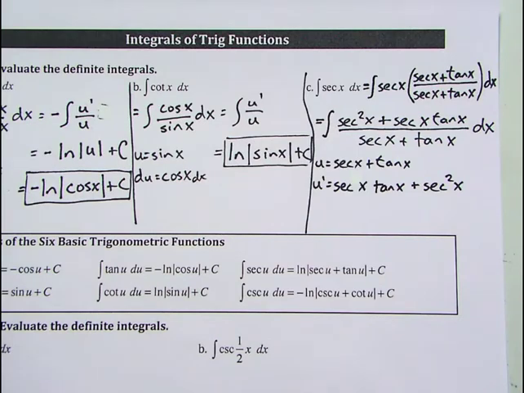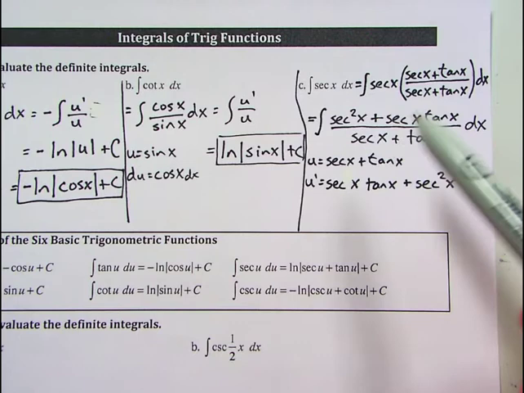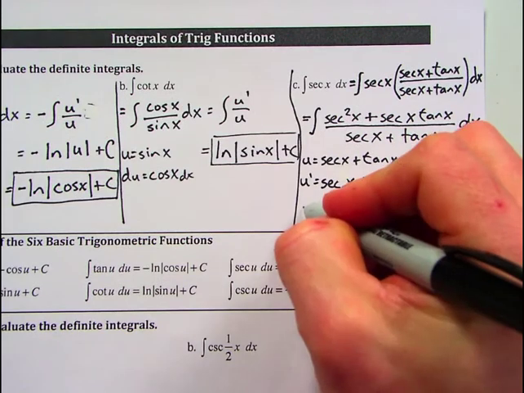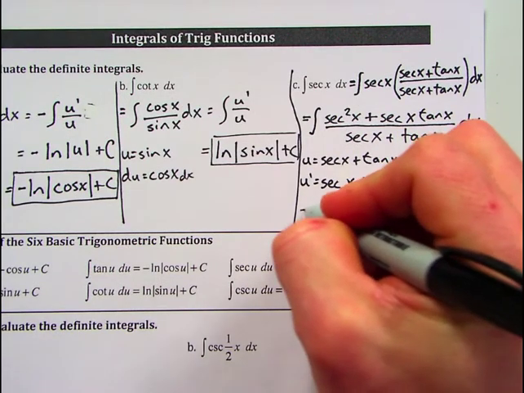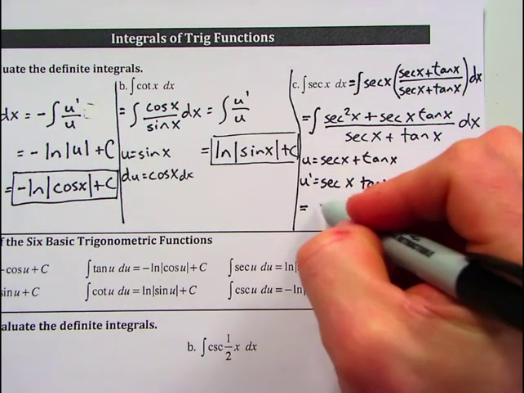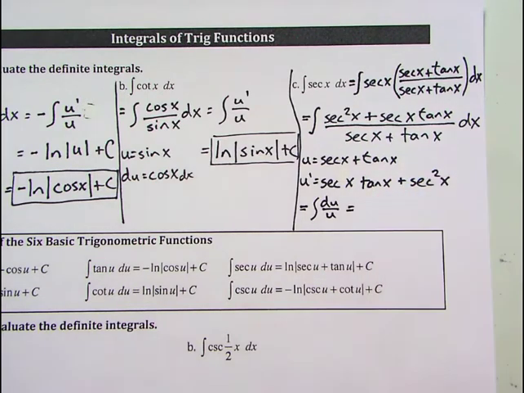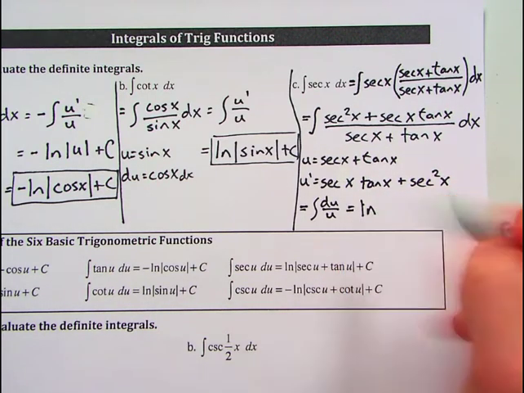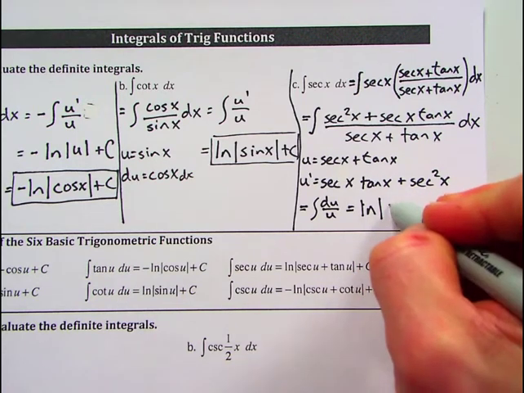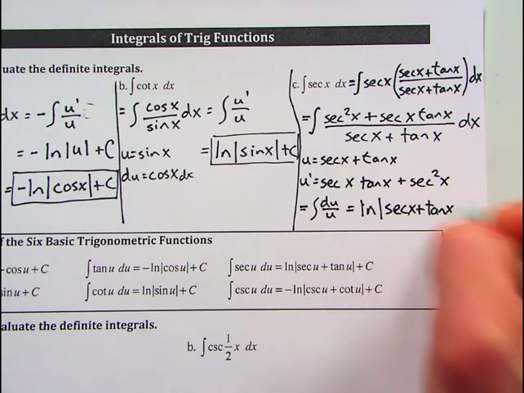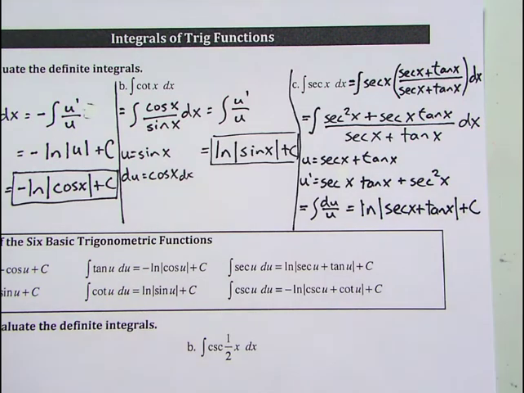Now, if we look at our integral, what form are we in? Du over u. So if we're in du over u, then all we have to do is take the natural log of u, which is secant x plus tangent x, and then plus c.